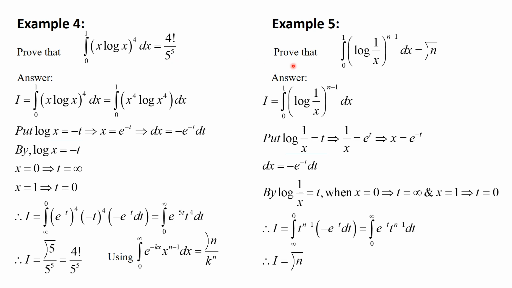So gamma 5 is 4 factorial divided by 5 raised to 5, which is our required answer. Next example 5. Prove that integral from 0 to 1 log of 1 upon x raised to n minus 1 is equal to gamma of n. This also we consider as definition of gamma function in terms of log of 1 upon x with some power. So how to derive this result?